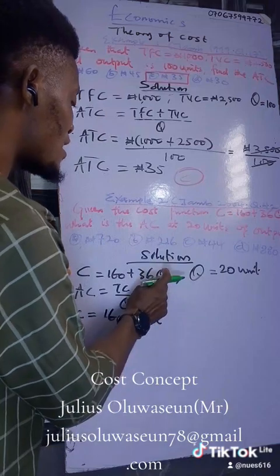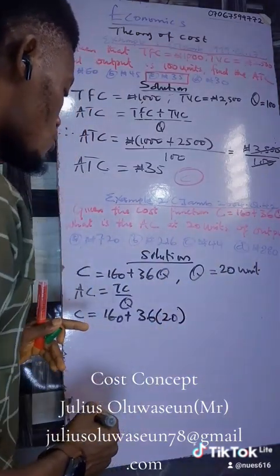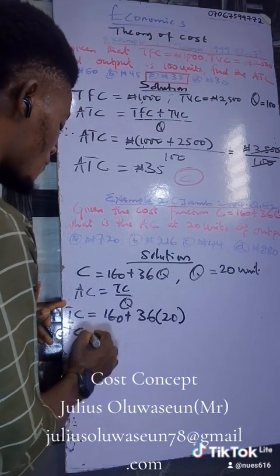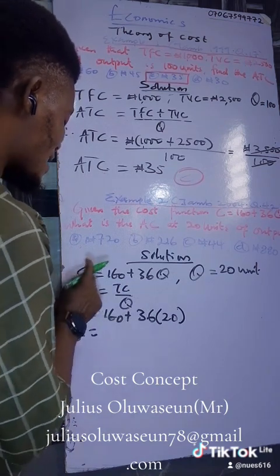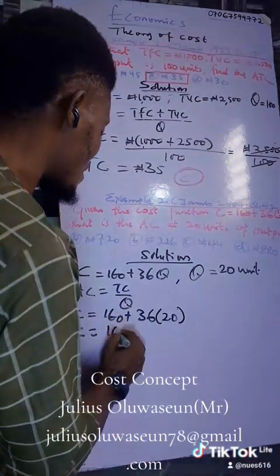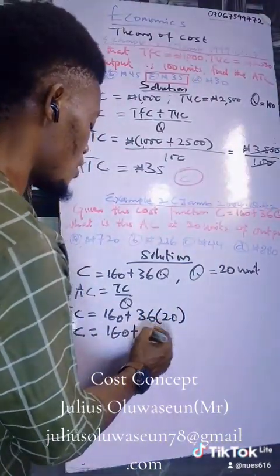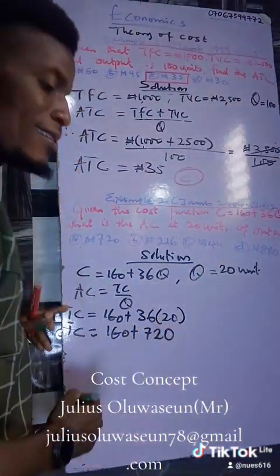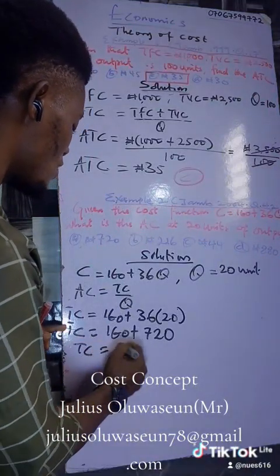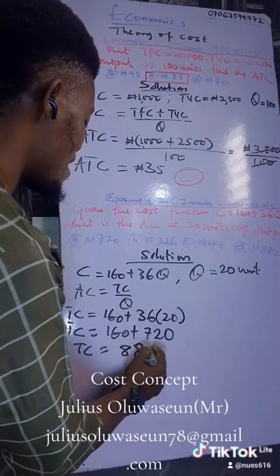Where you see your Q, you will put 20 there. Am I communicating? So we have 20 here. Therefore we can have our C, which is our total cost. Don't forget that this C connotes our total cost. So our total cost is equal to 160 plus 36 times 20. It will give us 720. Going by this, our TC, which is total cost, is equal to 160 plus 720. We are going to have 880.